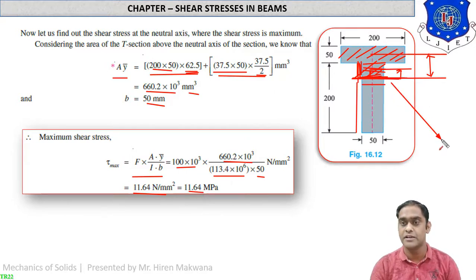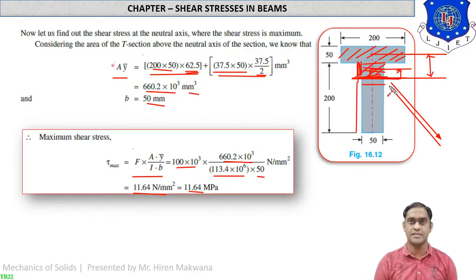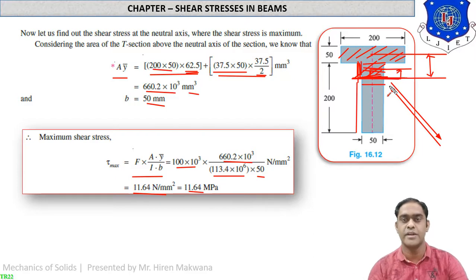So at the center of gravity, 11.64 shear stress is acting, which is the highest, the maximum shear stress. So for the T section, the value of shear stress will be highest.